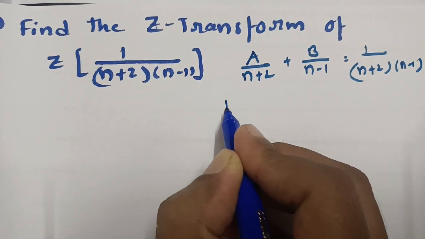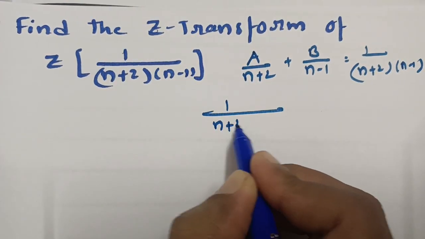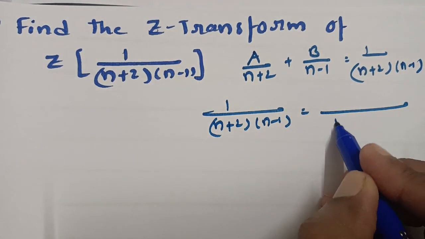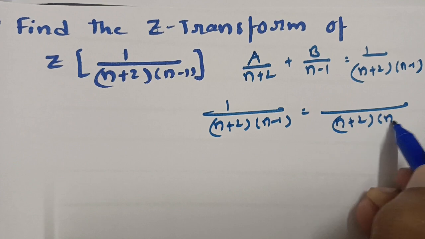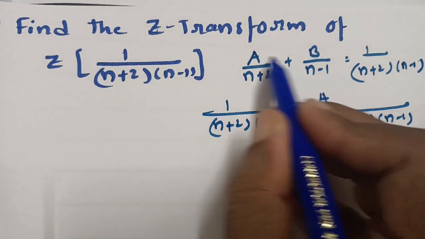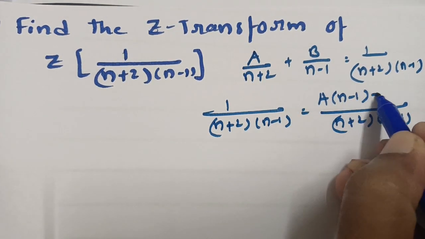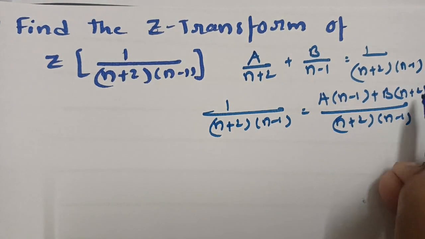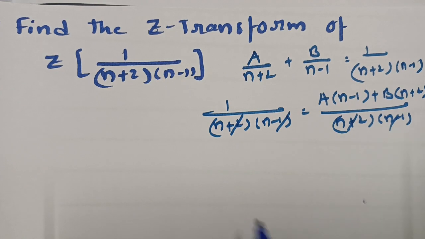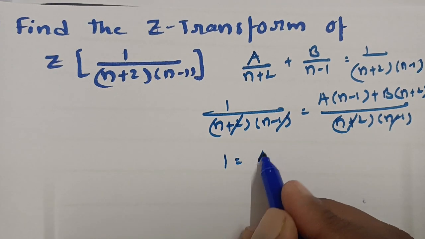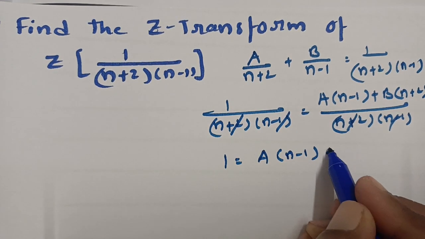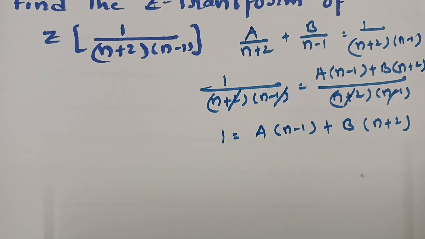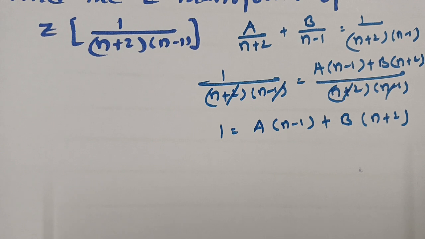If I take the LCM, that is 1 by (n plus 2)(n minus 1), and here also (n plus 2)(n minus 1). So a into, if you cross multiply, this is (n minus 1), plus b times (n plus 2). If I cancel these two, 1 is equal to a into (n minus 1) plus b into (n plus 2). Clear? Now, which value do I have to take?